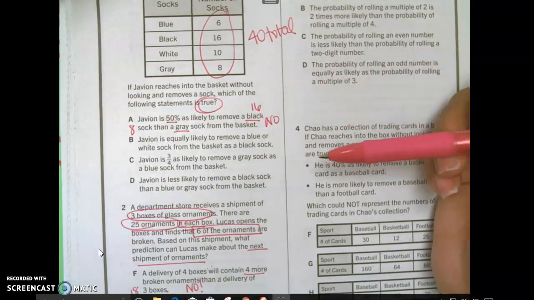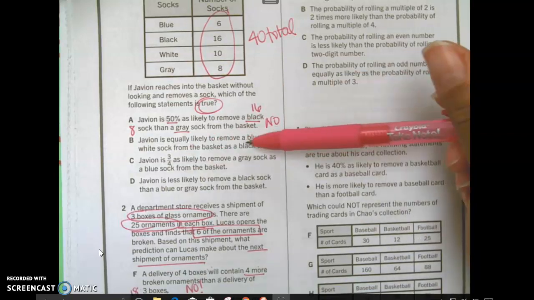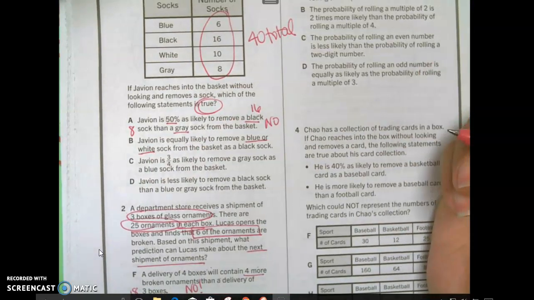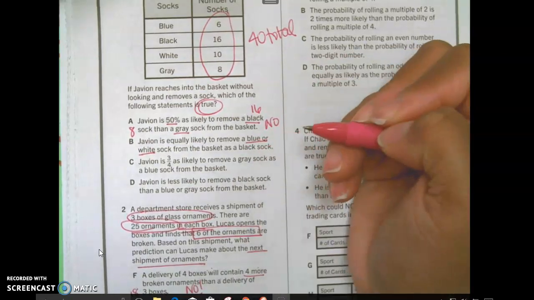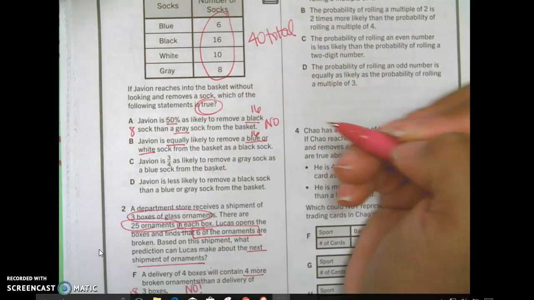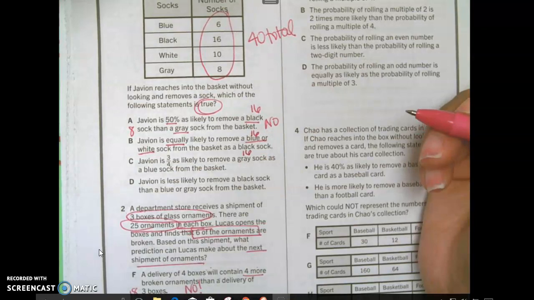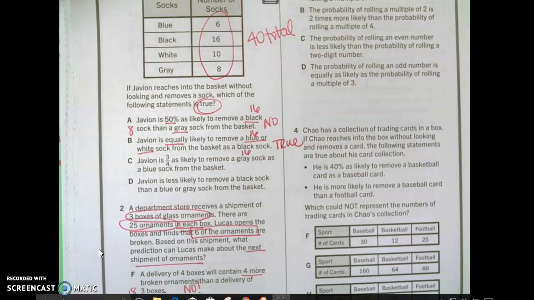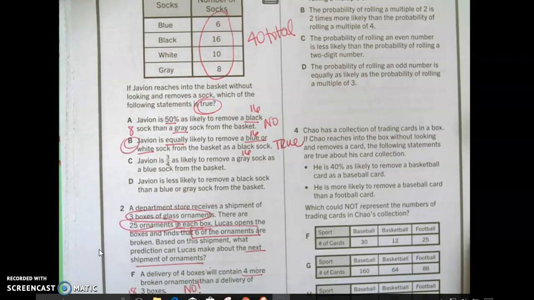Okay, be careful with these words here. Javion is equally likely to remove a blue or white sock from the basket as a black sock. So I need blue or white. What do I need to do with blue or white? Add them. How many blue? There's 16 total: 6 blue, 10 white. Is equally likely as a black sock. What's black? Is this true or false? True. I'm done. I found my answer. I want something that's true.